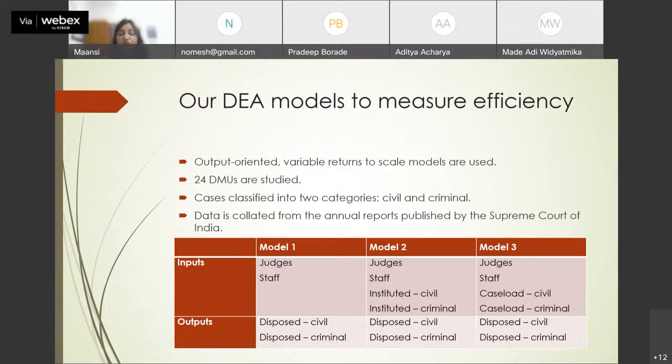Now, why we have used 3 models is not to choose the best model amongst all of them, but basically to conduct the analysis using different models so that we can take appropriate policy insights from these models. We can compare the models to understand where the court is lagging, where it is underperforming, and aim our interventions in those specific areas.